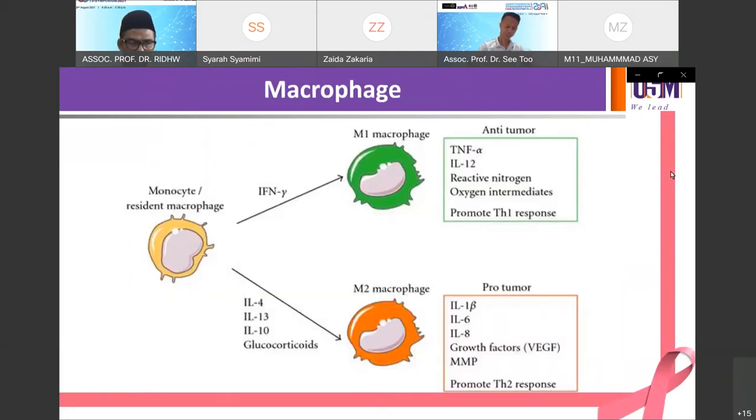As I explained before, the macrophage plays a critical role in orchestrating the tumor environment. The macrophage is differentiated originally from the monocyte, which will later be divided into two types of macrophage, which is M1 macrophage and M2 macrophage. M1 macrophage is more prone to anti-tumor activity, while M2 macrophage is prone to pro-tumor activity.